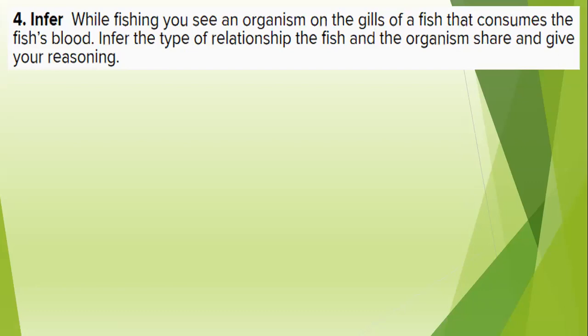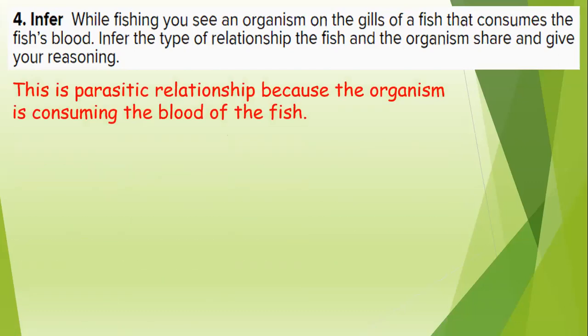Okay, this organism is taking the fish blood. It is getting benefited. But is the fish getting benefited from the relationship? Or is it getting harmed from the relationship? Or is it neutral? Someone is sucking its blood, so definitely it is getting harmed. So the fish is getting harmed and the other organism on its gill is getting benefited. One harmed, one benefited. What type of relationship is that? This is a parasitic relationship because the organism is consuming the blood of the fish. This organism is benefited, the fish is harmed, right?